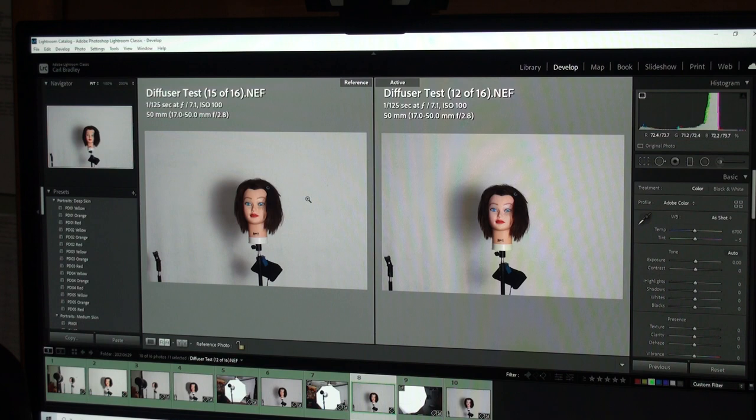And again, magenta. If somebody has something, please post something below. If you know something that I don't know about umbrellas or modifiers and why I'm getting this magenta color, I appreciate that.